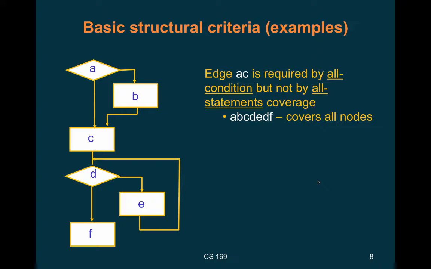So the only nodes that have more than one outgoing edge are the condition nodes, either switch statements or if statements. Okay. So all condition coverage means that throughout your test suite, you have touched all of the outgoing edges of all of the nodes. So if A is a condition, to cover A as a condition means that you have covered the true outcome and the false outcome. Okay?